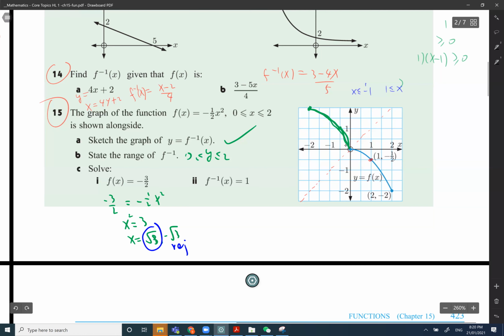Eden, why do we reject it? Reject the negative √3. x is 0 to 2. We have conditions. That's higher level. F inverse x equals 1 is the same as x equals F of 1. Negative half. Okay, negative half.